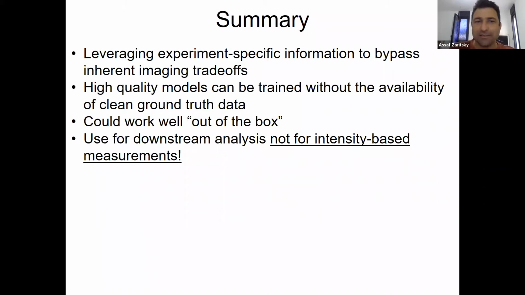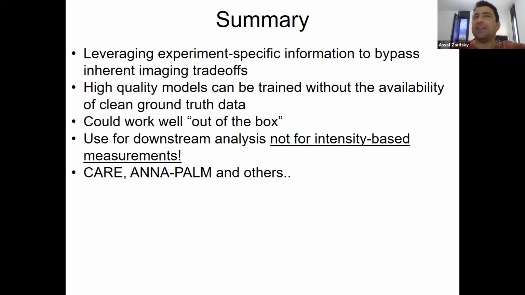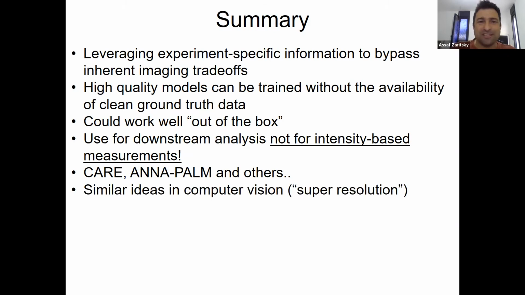CARE and Anapalm were the first, but after them, there was a flood of the same idea on different data modalities, and each one had its own tricks in terms of what network settings they use and especially what data. So this is the big thing, right? How you can answer a new set of questions with completely different data. And this is why these papers were so impactful, because each paper really improved something that you couldn't do before. But the computational idea was exactly the same. Super simple, super straightforward.